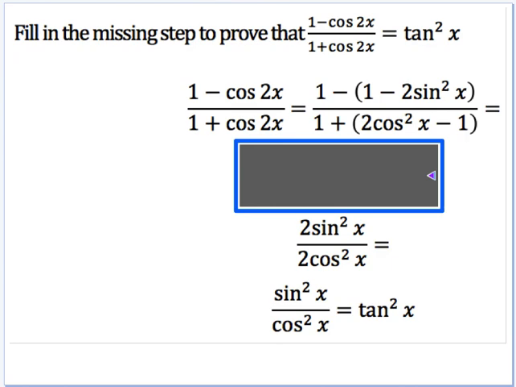Now, I think we're almost to the end. Yeah, this is our last question. Fill in the missing steps to prove that 1 minus cosine 2x divided by 1 plus cosine 2x is equal to tangent squared x. We just need to find the missing step. They already set it up for us. We have 1 minus cosine 2x divided by 1 plus cosine 2x. We're dealing with the most complicated side and simplifying it as much as possible.